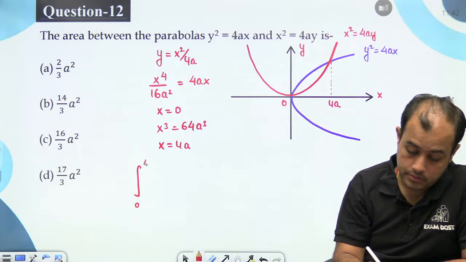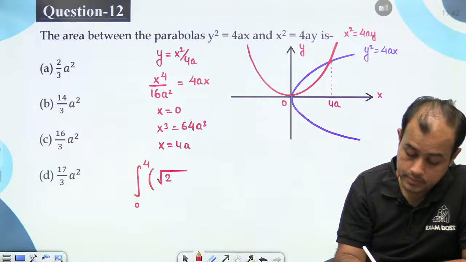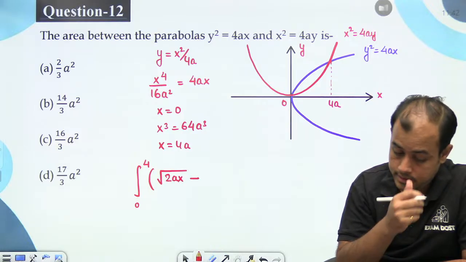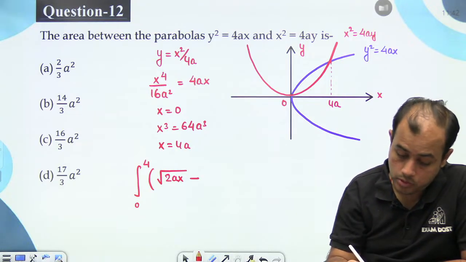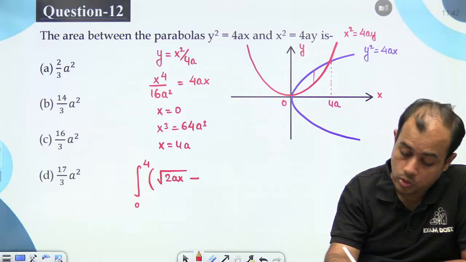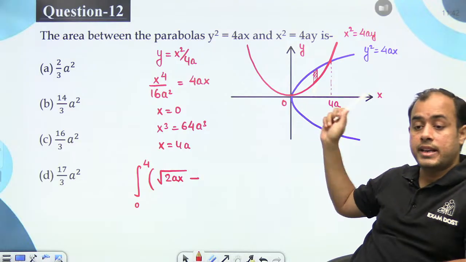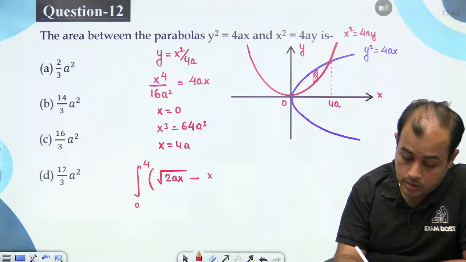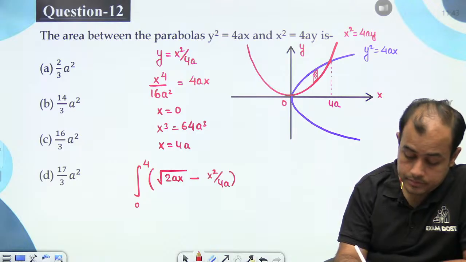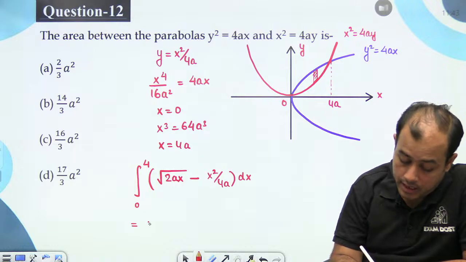Y square equal to 4ax means y is root 4ax, and x square equal to 4ay. We will subtract the lower curve from the upper curve. Upper curve is the blue curve minus the lower curve. The lower curve is x square by 4a, dx. X to the power half, the integration will be this.